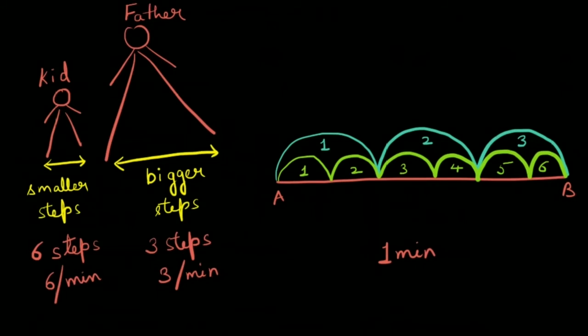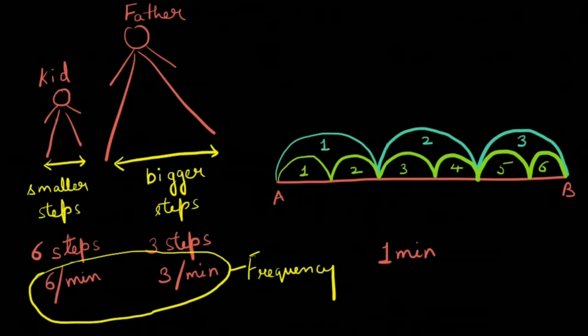So the size of steps can be considered here as wavelengths, whereas this 6 and 3 are frequencies. So we see here that the child has smaller steps but a larger frequency, whereas father has bigger steps but a smaller frequency. The same goes for waves also. So the waves that have larger wavelengths will have smaller frequencies and vice versa. Now the question is, who will have the higher energy? Here the kid had higher energy as compared to his father, so the wave with shorter wavelength will have higher energy.